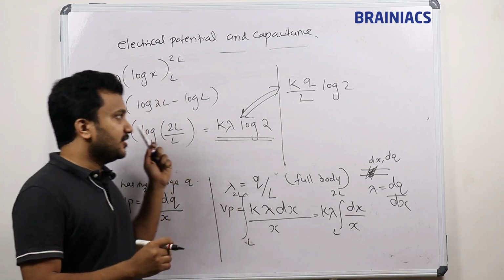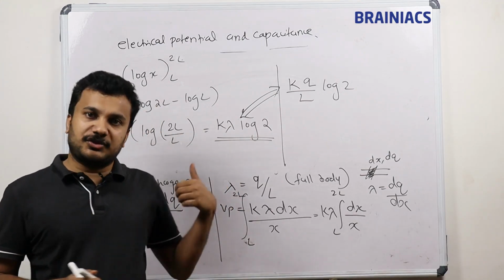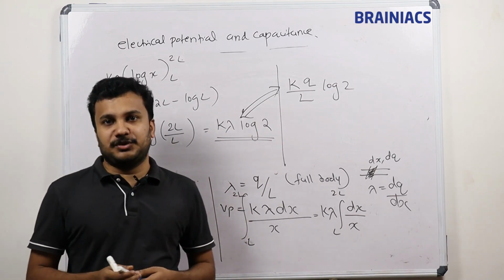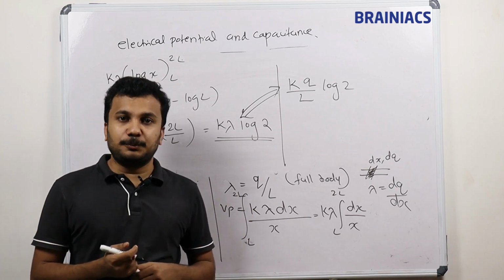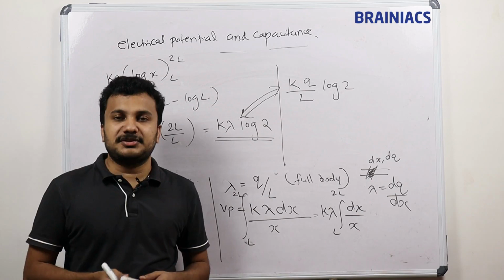Hope you understand this problem. This is just another example I told. The first example is with respect to the ring, and the second example is with respect to this rod. Hope both concepts are clear to you. Then we have to move to the next topic.